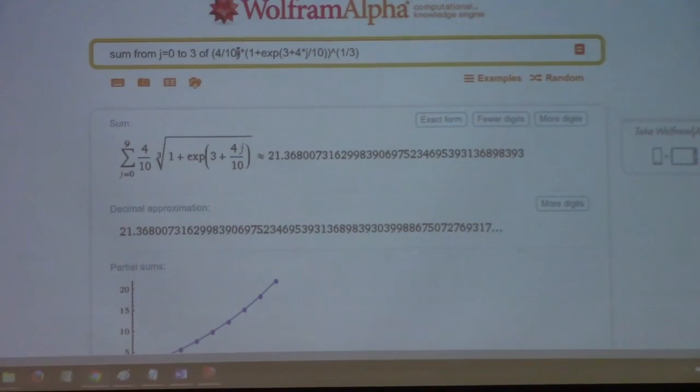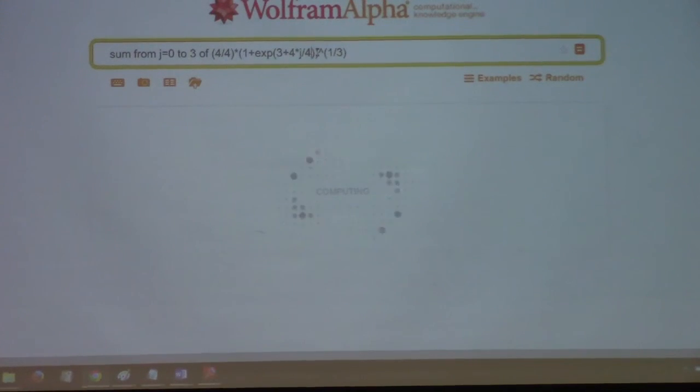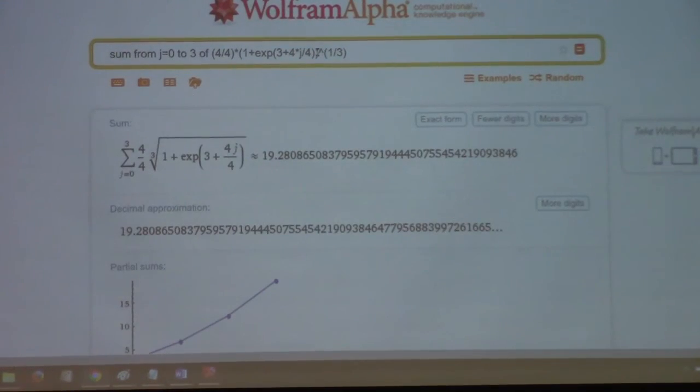4 divided by 4. I'm just leaving it like that so it's easier to change it, right? So I get 19.28.